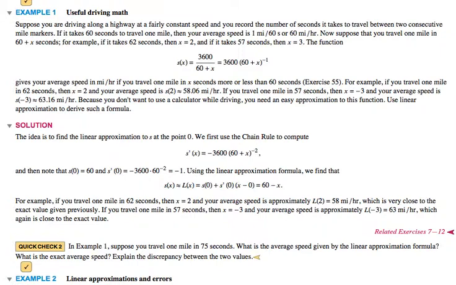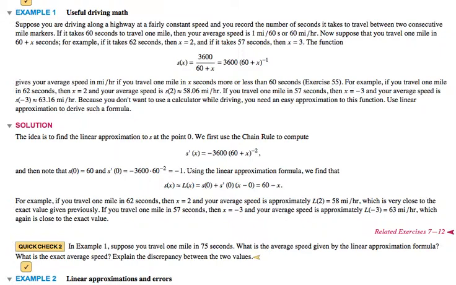The question says, since we don't really carry a calculator while driving, we need an approximation to this function, so we're going to use the linear approximation formula to derive a formula. The idea is to find the linear approximation to s at point 0, so we use the chain rule and find the derivative of the original speed function. We note that s of 0 is 60, and the derivative at 0 is negative 1.